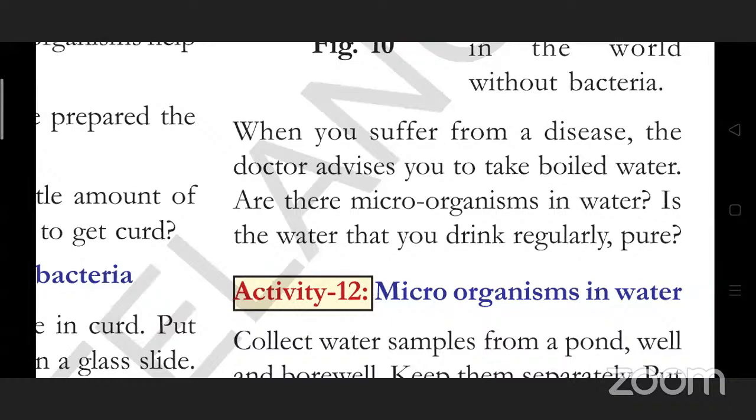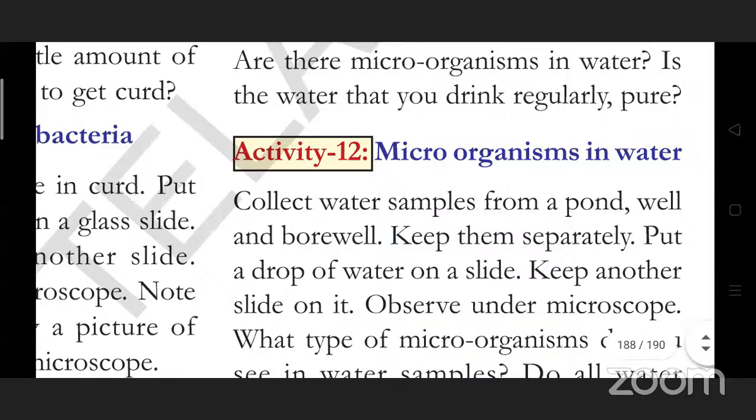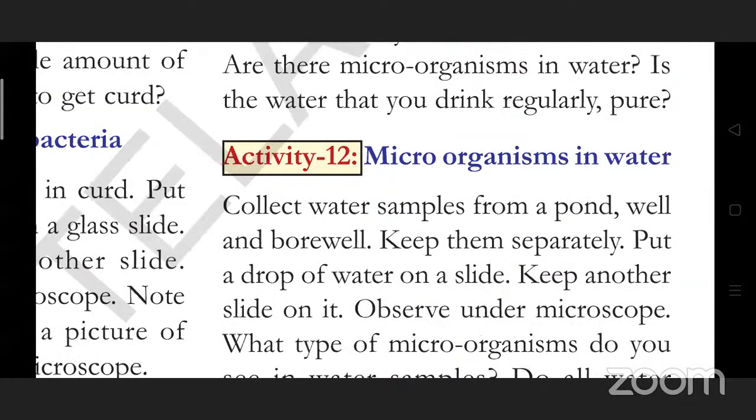When we drink boiled water, the disease-causing bacteria can be removed. So, is the water that you drink regularly pure? No, bacteria are also present. Children, concentrate here. Next, now what are the microorganisms? Microorganisms are present in water.